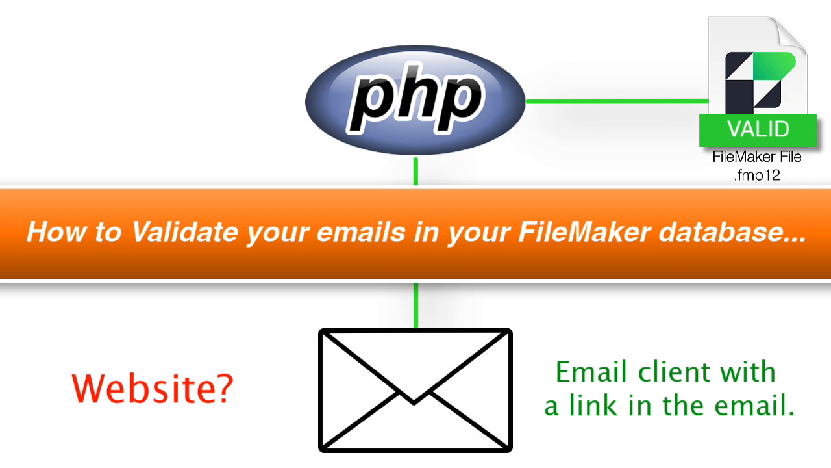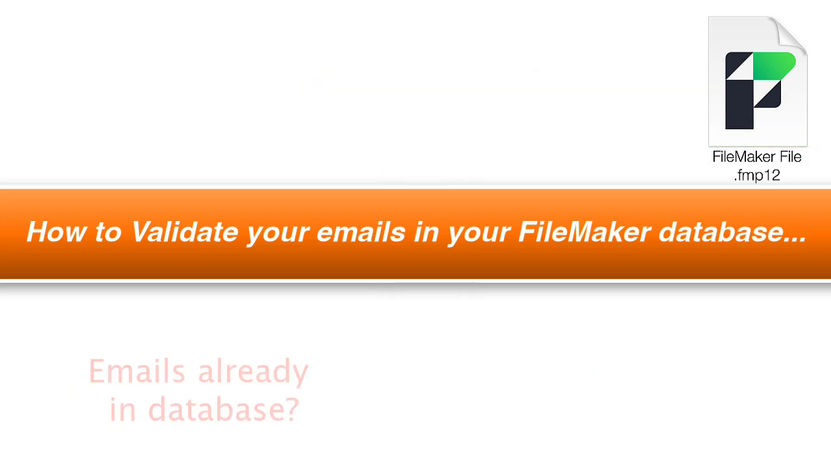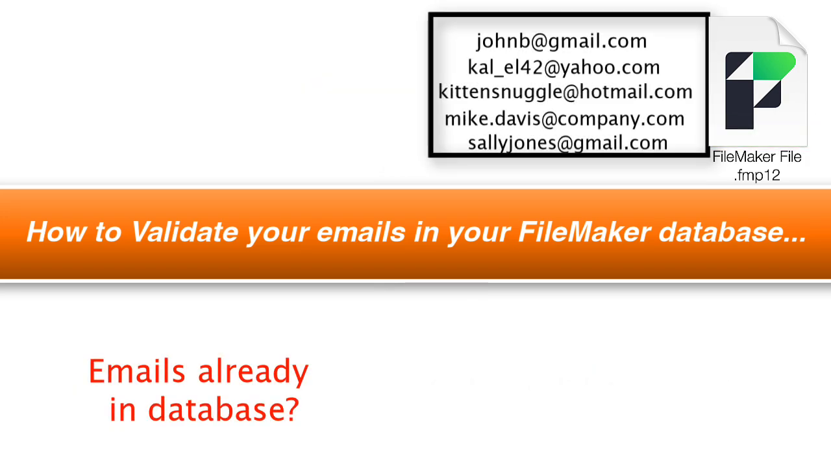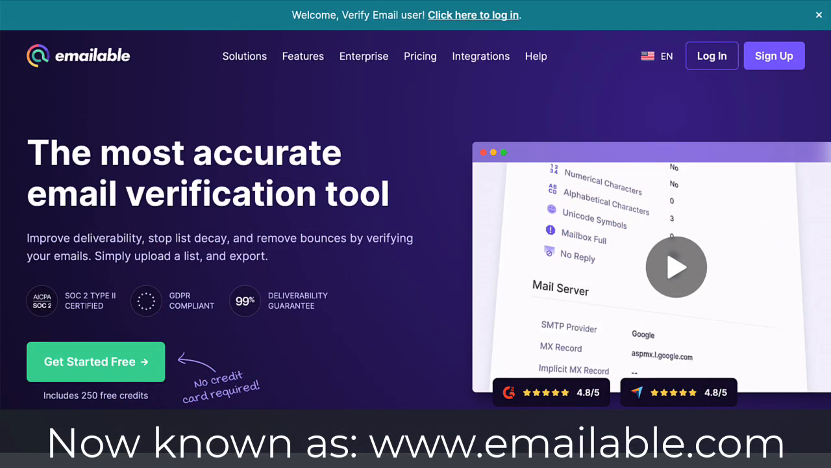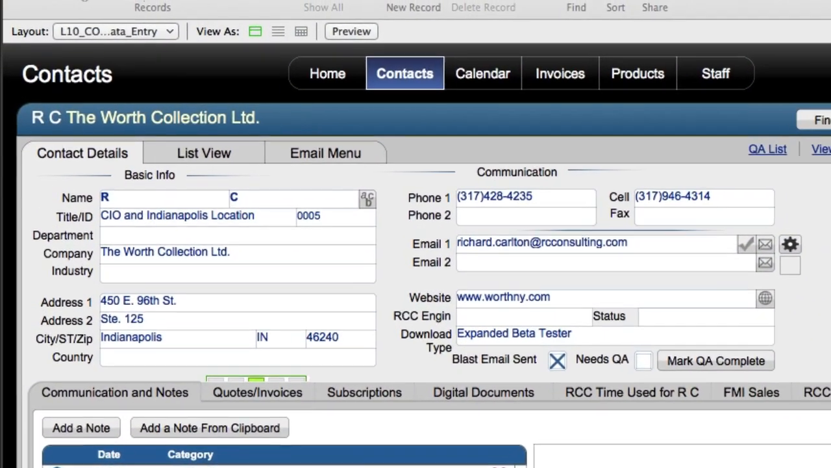Now, that's a very common process these days, but what if you have a bunch of email addresses already in your database? You need to look at interacting with an online service to validate that information. Recently, we've been playing with this online service called verifyemail.org. They're fairly inexpensive, and for the most part, they work pretty well. I wanted to show you how we set this up within one of our support databases here at RCC.